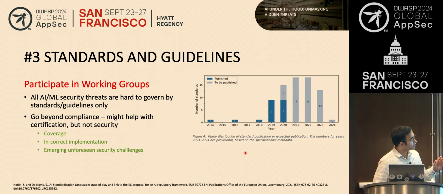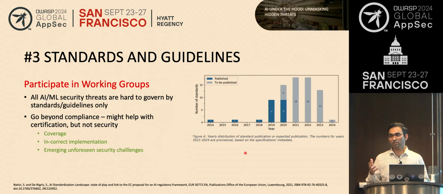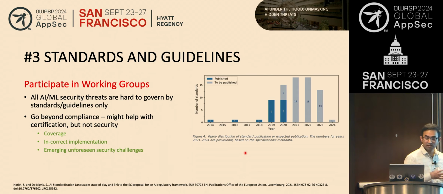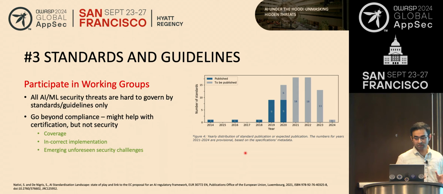This increasing trend is a good and positive sign, but just complying with standards does not mean the application is secure. There could be some issues here because in some cases, the standards might not cover all the potential security risks present within the application, or even if the standard is there, maybe the implementation of the standard might not be correct. And with the rapid advancements within AI, there could be unforeseen security challenges that can emerge. So these are some of the things we need to keep in mind.